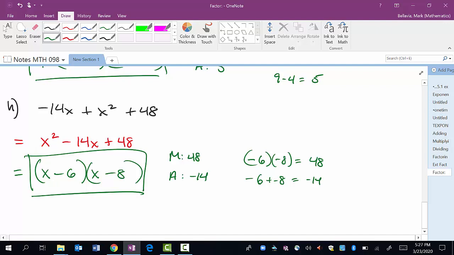In the next section, we'll talk about what happens if you can't factor out that GCF to make the leading coefficient 1, and how you would actually handle problems like that. It's a little different than what we did here.